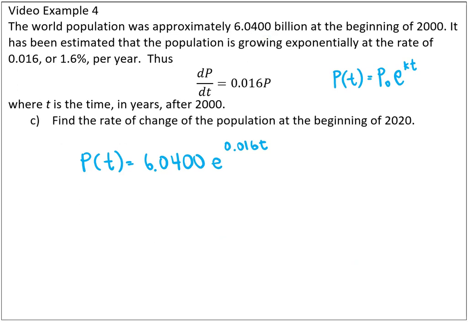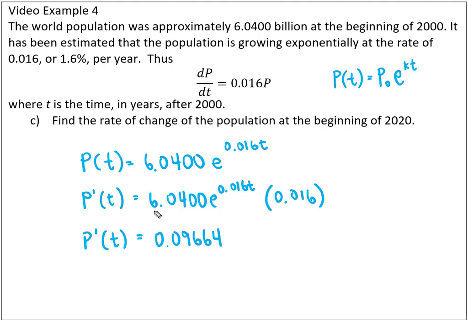Part C asks us to find the rate of change of the population at the beginning of 2020. And so before we can find the rate of change, we have to find the derivative. And that would be the original function, including all of this part, times the derivative of the exponent, which gives us 0.016. And then let's use our calculators to simplify that. Multiplying the 6.0400 times the 0.016 gives me 0.09664. And then we're going to write e to the 0.016t.